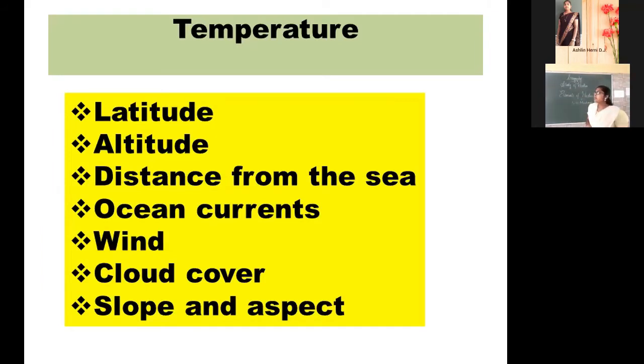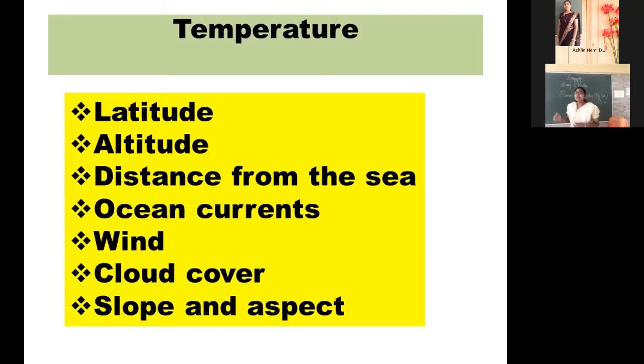Students, write this. The temperature depends on the latitude, altitude, distance from the sea, ocean current, wind, cloud cover, smoke, and slope and aspect. This is question number C2: temperature depends on the following factors. Students, learn this question also.